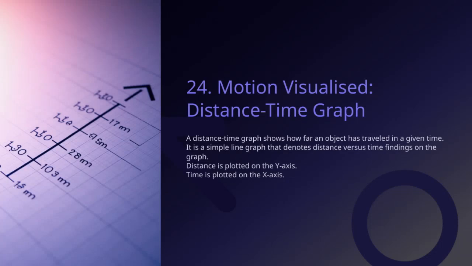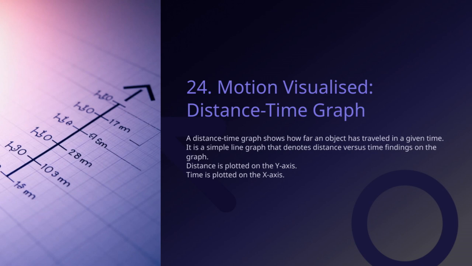Now let's take a closer look at the distance-time graph, which is a powerful way to visualize motion. Essentially, this graph shows us how far an object has traveled over a certain period of time. Think of it as a simple line graph where we plot distance against time to see how an object's position changes. Notice that the distance is plotted on the y-axis, which is the vertical axis, and the time is on the x-axis, the horizontal axis.